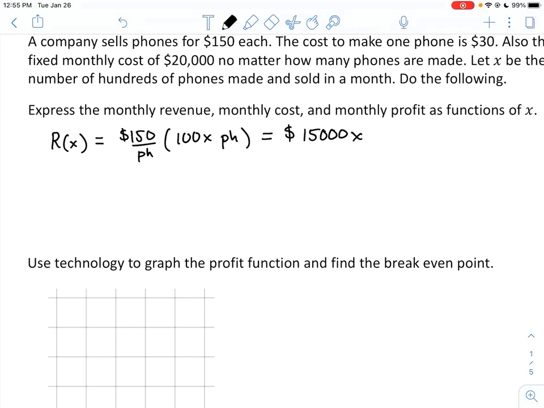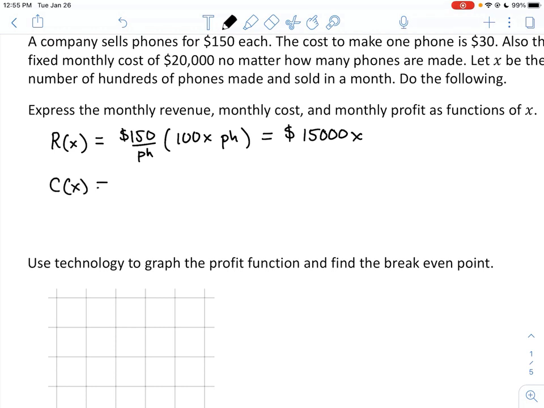So remember, when X is 2, for example, that really means 200 phones were sold. And so you plug in 2 here for X and multiply that by 15,000 and you get $30,000 as your revenue if in fact you sold 200 phones at $150 each.